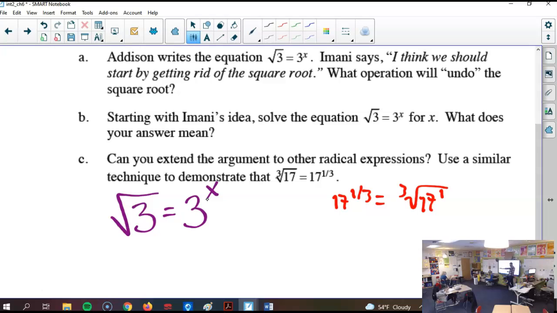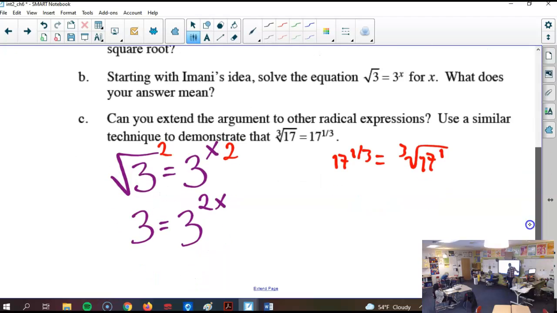So square both sides. If we square this side, what happens? You get 3 to the 2x. So we get 3 equals 3 to the 2x. So it is a half. Then you do 2x equals 1, and then you divide by 2, and then x equals 1/2.